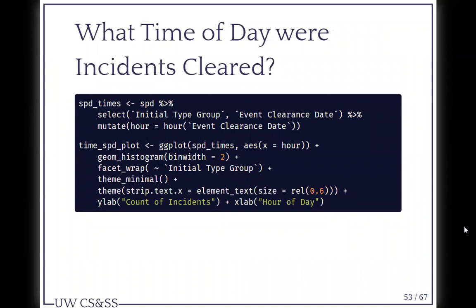So let's ask the question, what time of day were incidents cleared? So we'll make this SPD times data frame by taking the SPD data and then selecting just the initial type group, which is the thing for which the police were called, and the event clearance date. And then we'll mutate the hour that it occurred and create a plot, facet wrapping by the reason for the response.